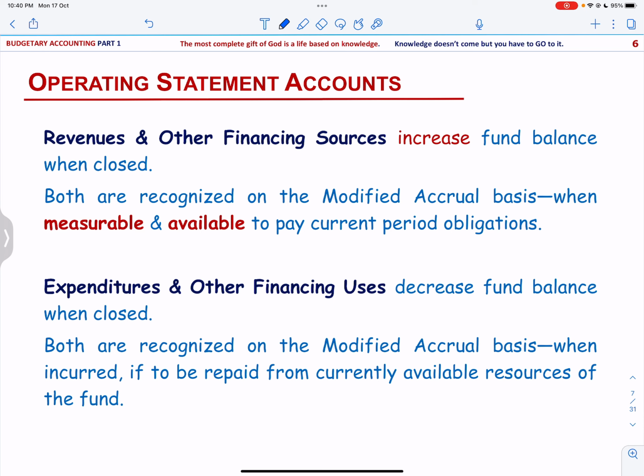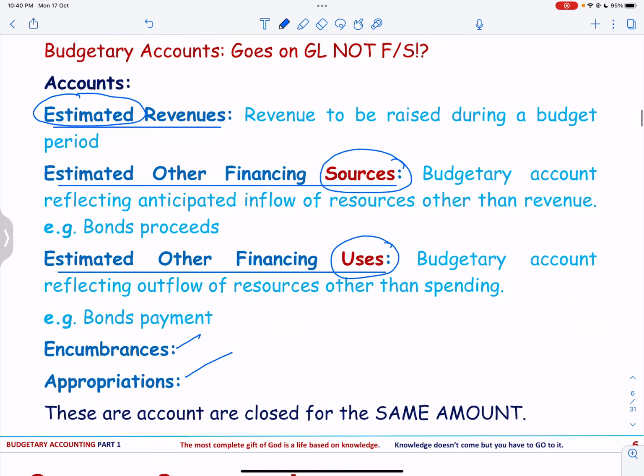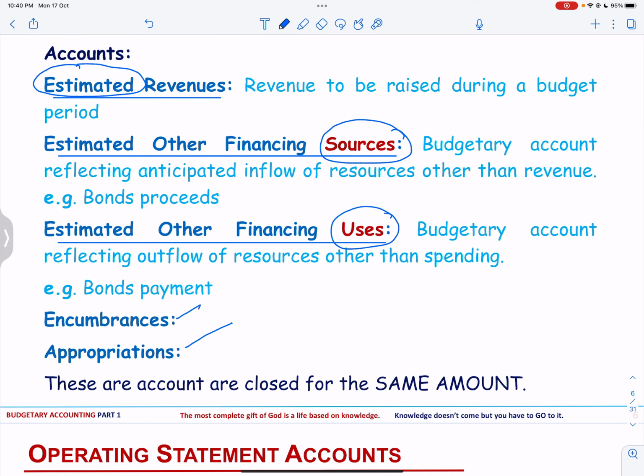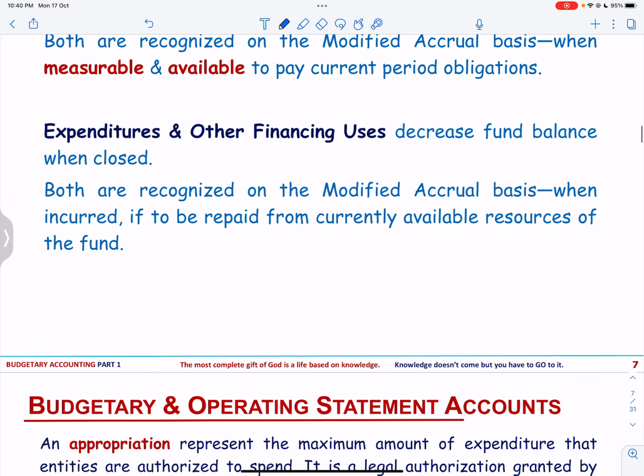So far, we have not talked about the two budgetary accounts, that is encumbrance and appropriations. Let us talk about the two now.